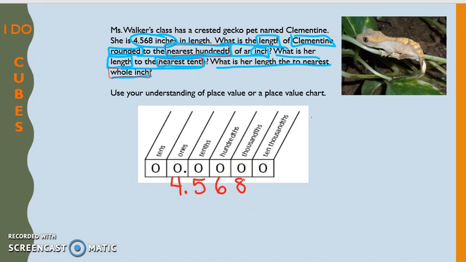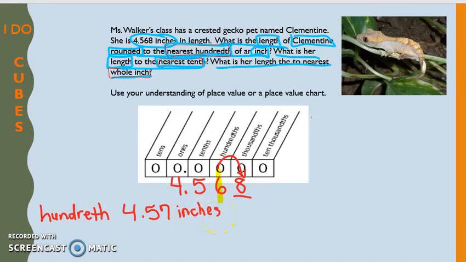So let's first do the nearest hundredth. In order to round the hundredths place, let's find our hundredths place. It is a 6. We're going to look next door to the thousandths place. We always look to the right, and you can even underline that number, and that number is greater than 5. If that number is greater than 5, we're going to round the 6 up to a 7. So 4.568 rounded to the nearest hundredth equals 4.57 inches.